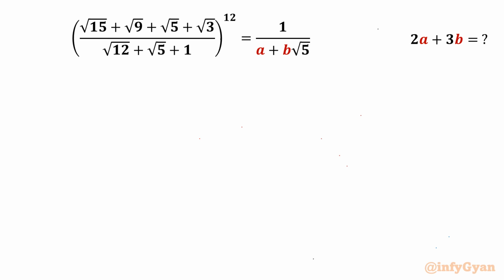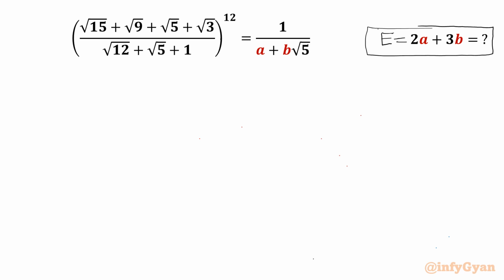In today's video, we are having another challenging question from Radical Maths. Here we have to evaluate the expression 2a + 3b. The given equation is (√15 + √9 + √5 + √3) / (√12 + √5 + 1) whole power 12 equals 1 / (a + b√5). Let's get started by writing the required expression equal to E. So we have to calculate E.